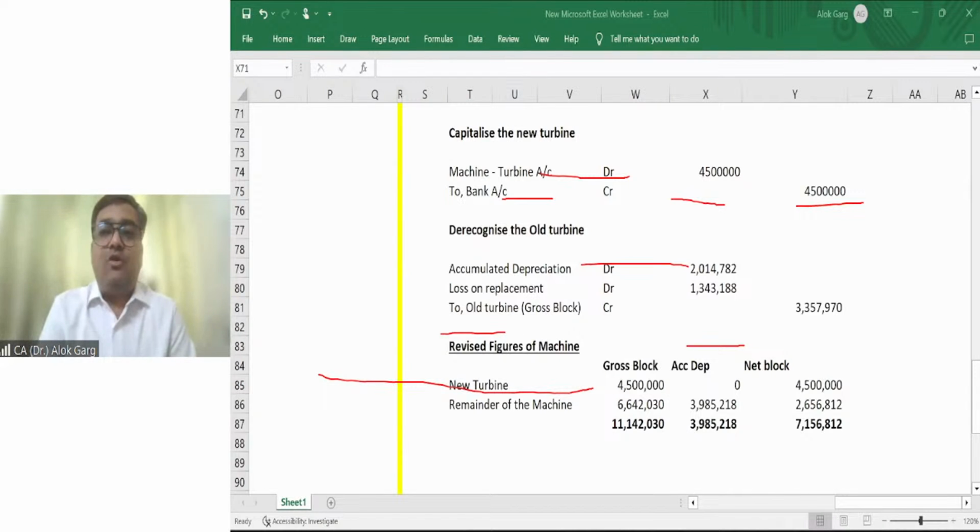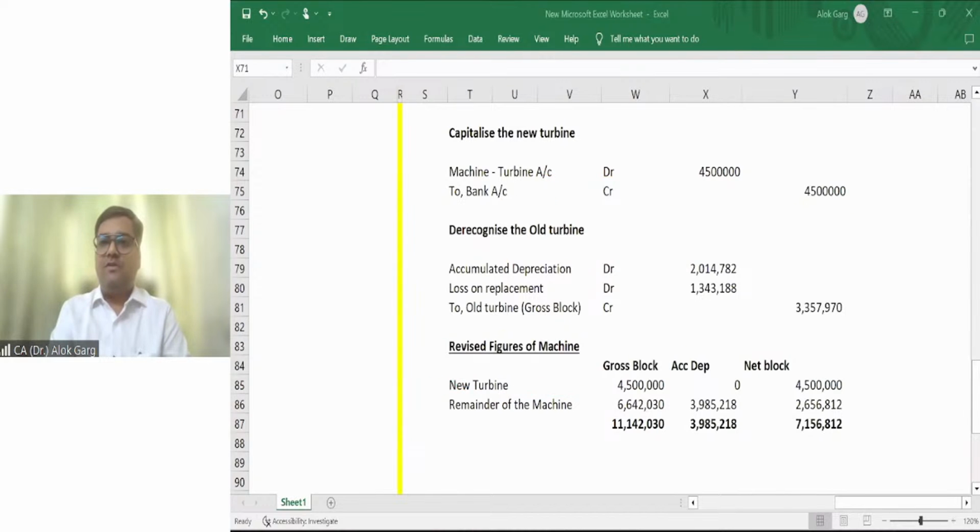So the inspection cost was 5 lakh. After 3 years, when the first inspection was done, it cost rupees 7 lakh. That was the actual cost. So when it was started, the total cost was 90 lakh, and normally the major inspection was 5 lakh. So the opening inspection cost was also given. So how to do this?